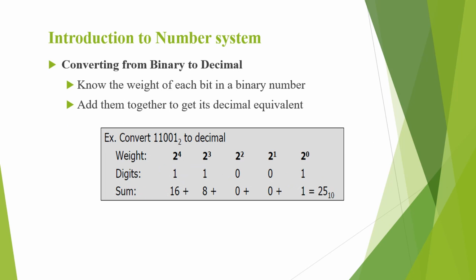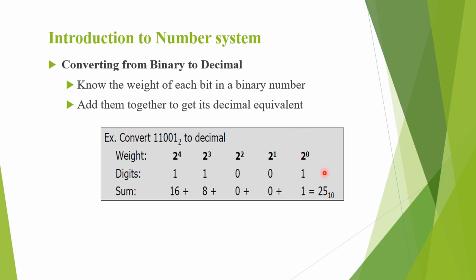Now we'll see how to convert from the binary system to the decimal system. For this we should know the weights of each bit in the binary number, and then we have to add them together to get the decimal equivalent. So we have the decimal conversion done for the binary number 11001. The digits are written, and now we have to write the weights for each digit.